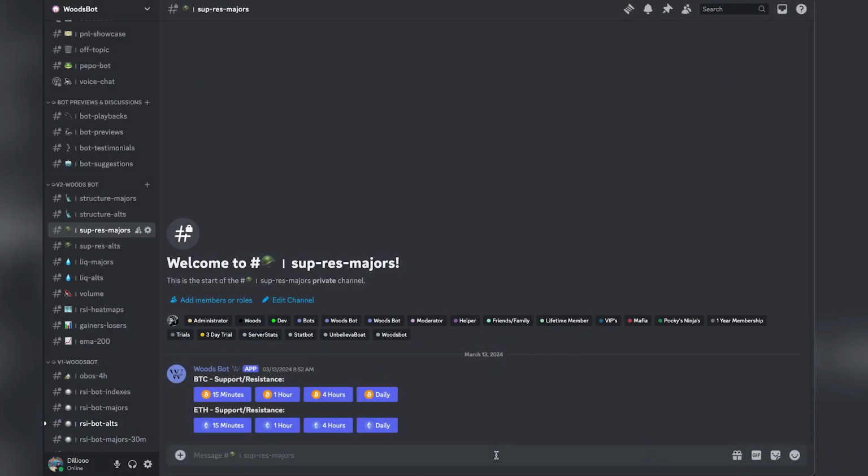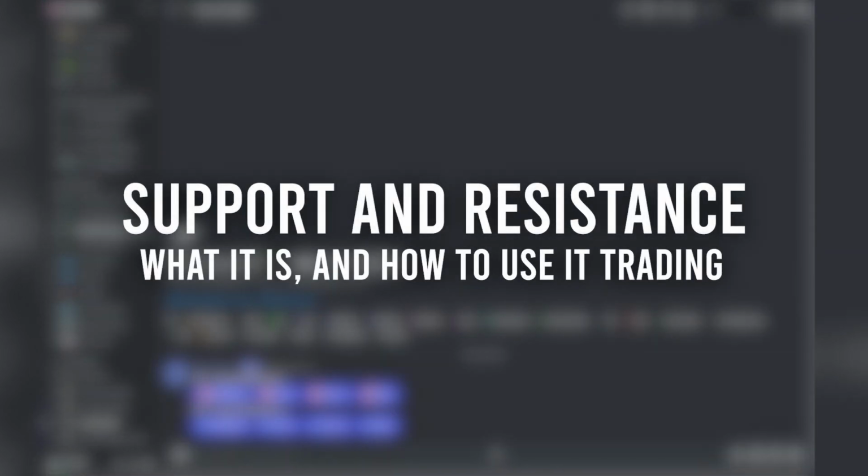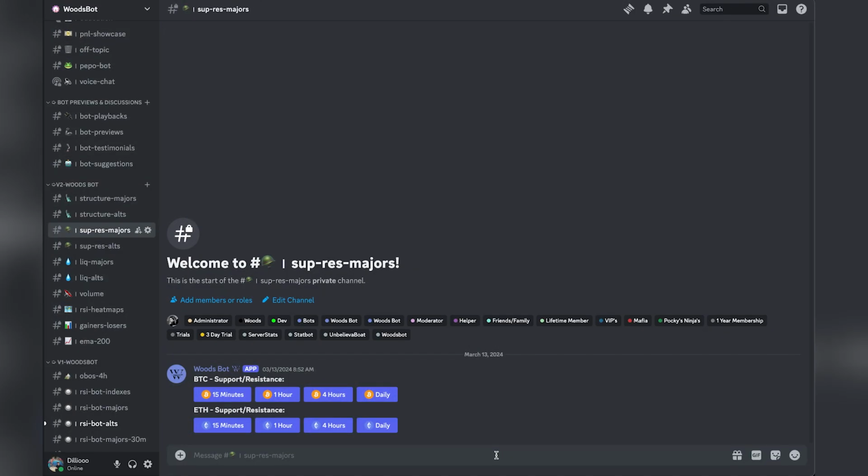All right, so here we're going to cover our support and resistance. We're going to go over what support and resistance is, what the actual bots that we have inside of the Discord are that regard support and resistance, and how you can trade support and resistance.